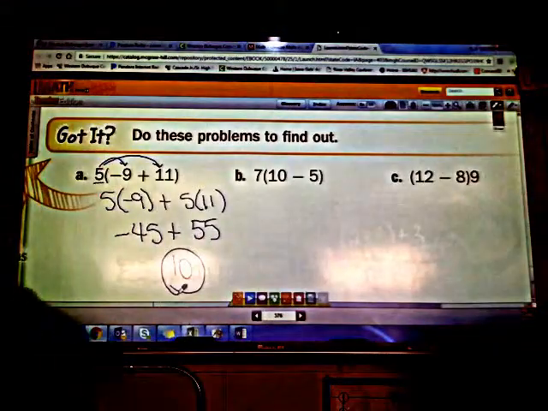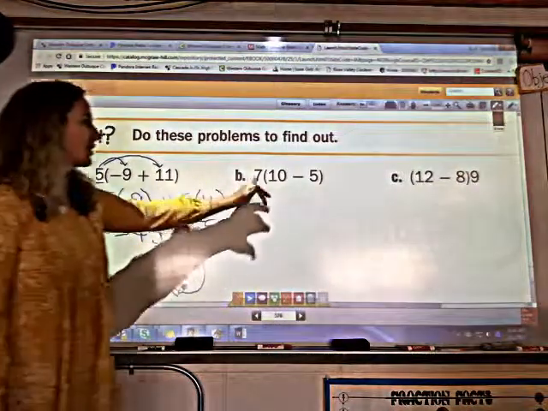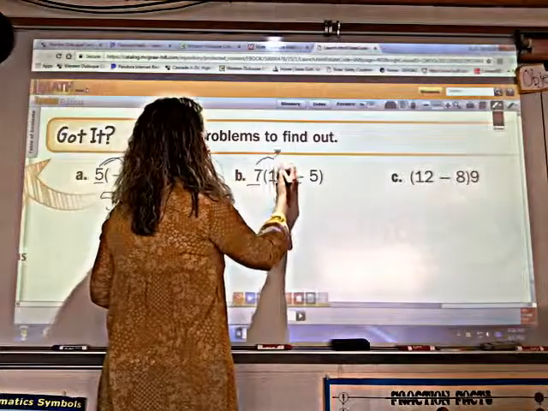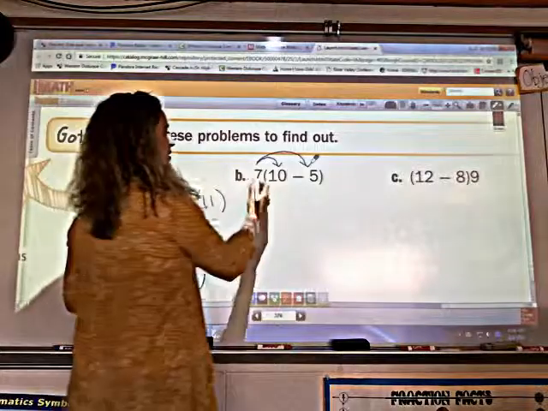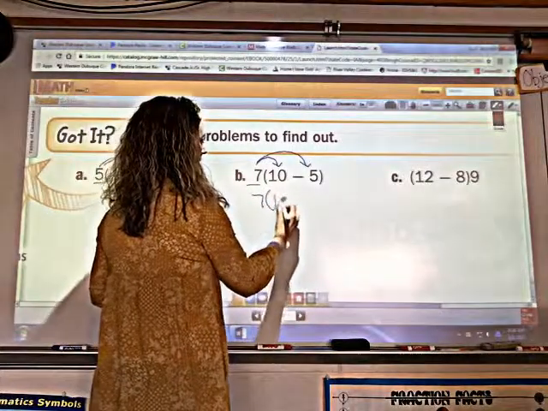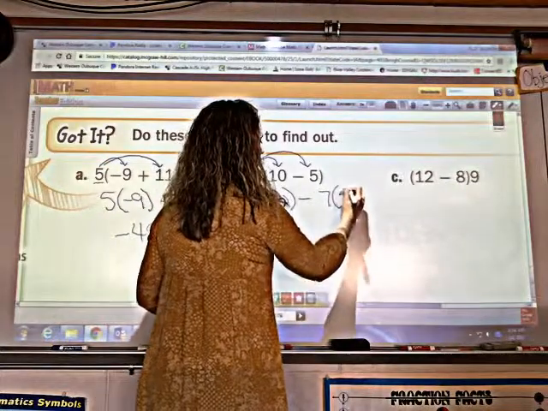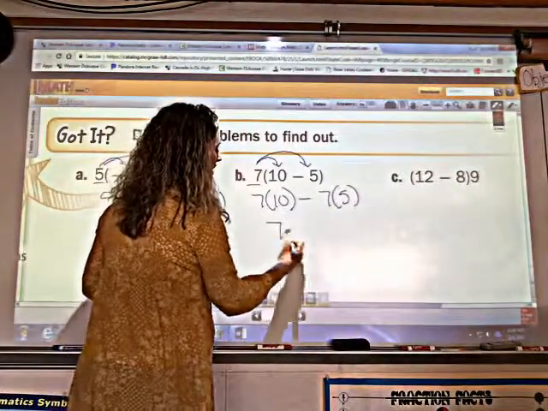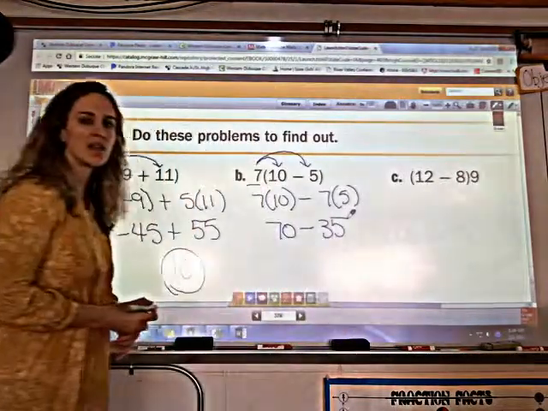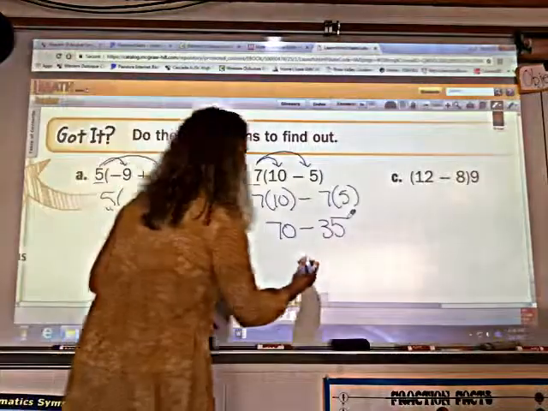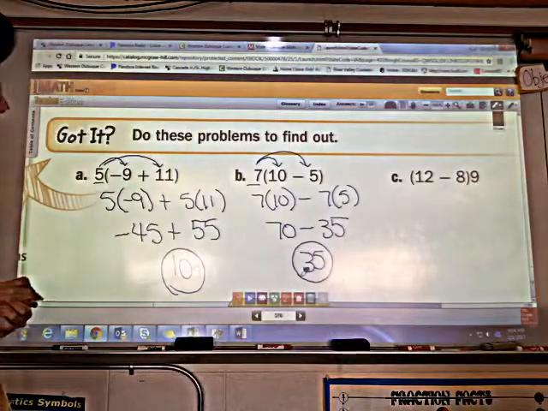This one has a larger absolute value and it's positive, so my answer is positive. Again, using your distributive property to rewrite and then to evaluate. Take a look at letter B. 7 is on the outside. I'm multiplying it, or distributing it, by each term on the inside. So 7 times 10 minus 7 times 5. 7 times 10 would be 70, minus 7 times 5 is 35. So you're thinking in your mind, 70 minus 35, and 70 minus 35 would be 35.